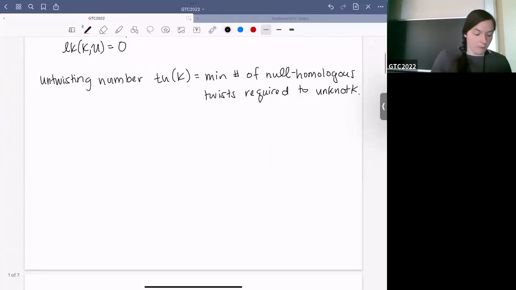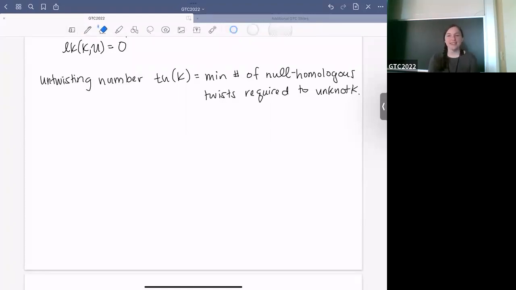Okay, but really, question? Is it obviously not additive under connect sum? The answer is no, it's not obvious. And to my knowledge, it's unknown. Yeah, it's unknown whether it's additive under connect sum. Other questions?